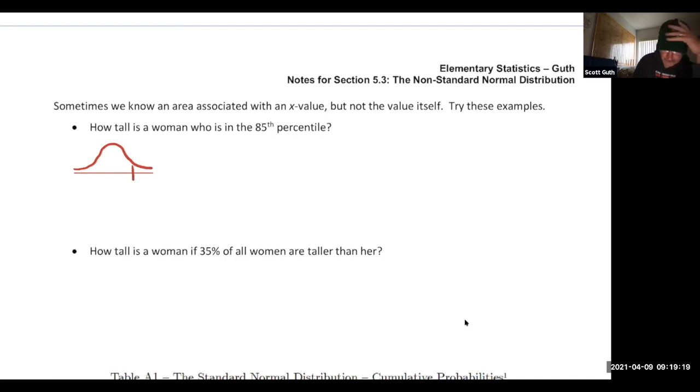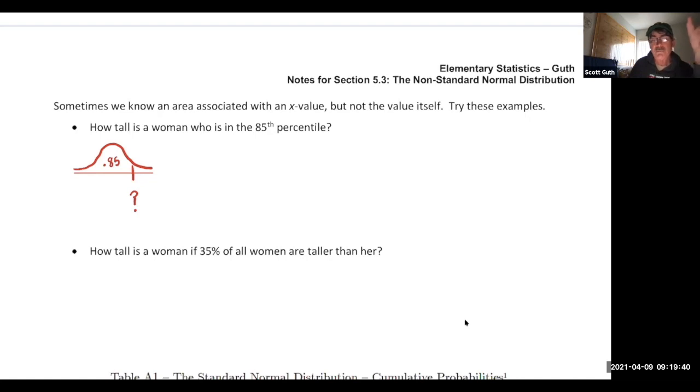So I'll put her height here. I'm going to do a question mark for that. But notice how I put her above average. She's taller than 85% of women, so there's an 85% chance of someone being shorter than her. Okay, any questions?